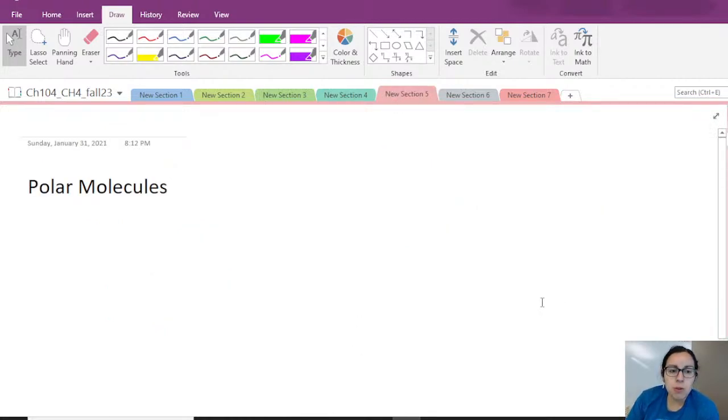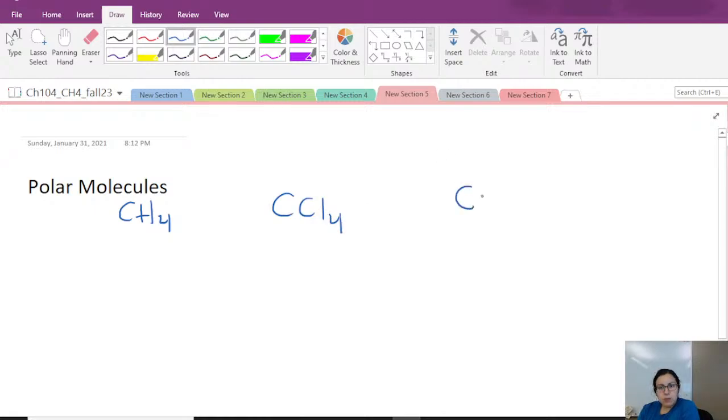All right, so now let's look at polar molecules. We talked about polar bonds, but now we want to figure out how we know what's a polar molecule. Let's draw these out for a second. Draw out methane versus carbon tetrachloride versus this dichloromethane here. Just sketch them, what they look like, and then we'll talk about them.